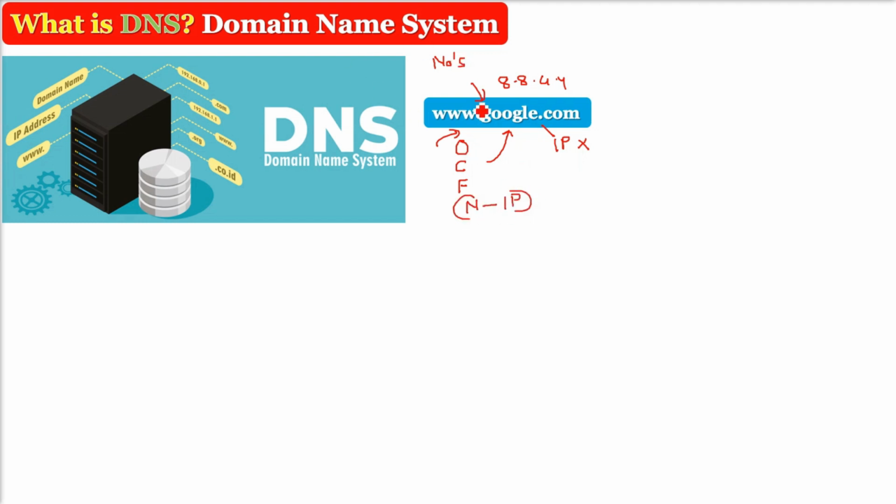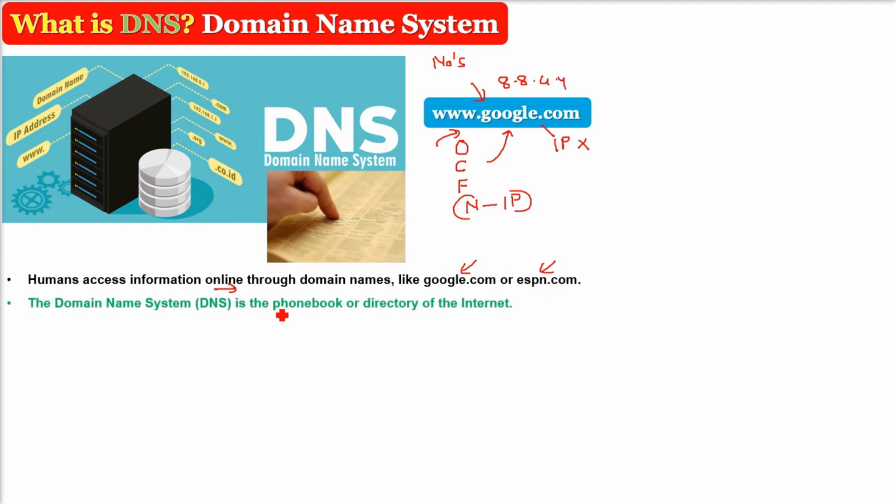The name to IP conversion is the work of the domain name system. As individuals, we always access information online through domain names like google.com, espn.com, yahoo.com. These are nothing but domain names, and they are associated with IP numbers. So the domain name system can be considered a phone book. Previously, we had a name and then a number, and that is how we map it. Domain name system is just a mapping from name to IP.